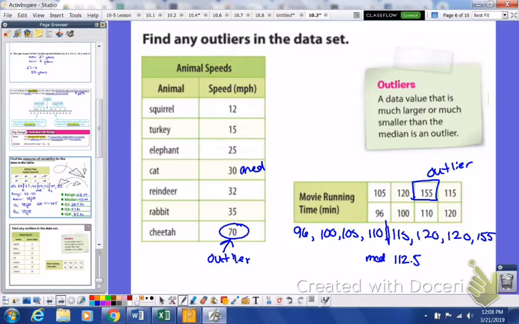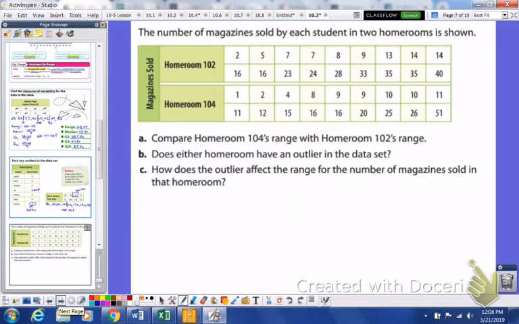All right, one last example. Comparing data sets. So the number of magazines sold by each student in 2 homerooms is shown below. Thankfully, they are already in order for you. For part A, we want to compare homeroom 104's range with homeroom 102's range. So part A, homeroom 102. Our range from 2 to 40, we just want to subtract those. So the range is 38.